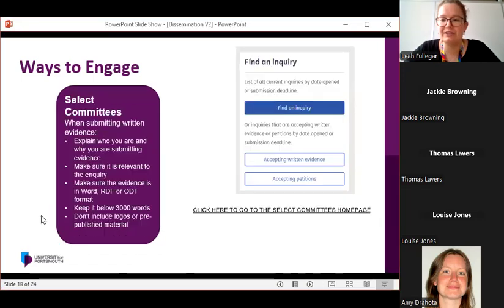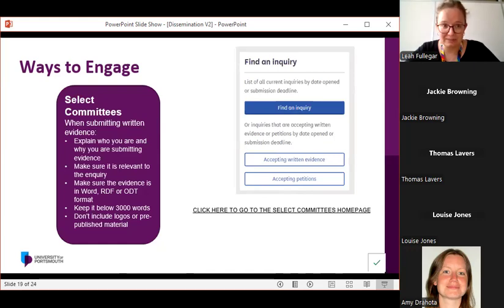Another way to engage is through select committees. Select committees are members of the House of Commons or the House of Lords who have been asked by the government to consider policy issues or scrutinise government work or activity, and examine proposals for primary and secondary legislation. So again, if you're doing policy-based research or anything that has the potential to impact policy, this might be really useful when select committees are investigating legislative changes.